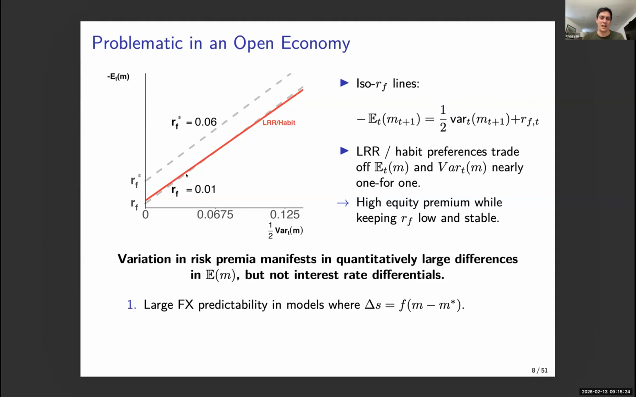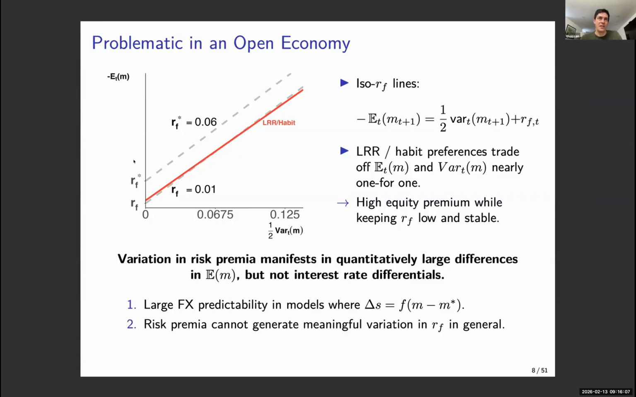This has two key implications. The first is that in some models, if the allocation across the two countries is efficient, then the difference in the E of M's between the two countries tells you something about the predicted depreciation. So if I put in a large difference in the variance of M in a long run risk or habit model, and the allocation is efficient, then I'm going to have large predictable depreciations, and that's going to cause all kinds of problems because we know in the data that those don't exist.